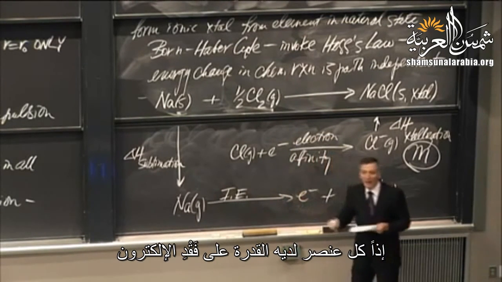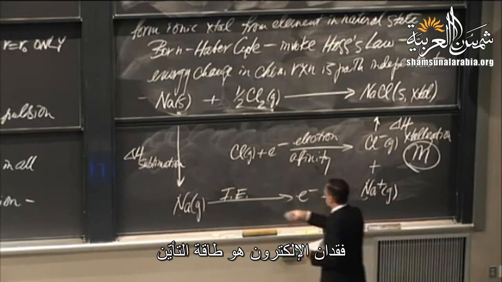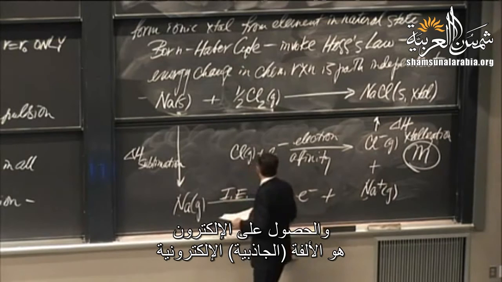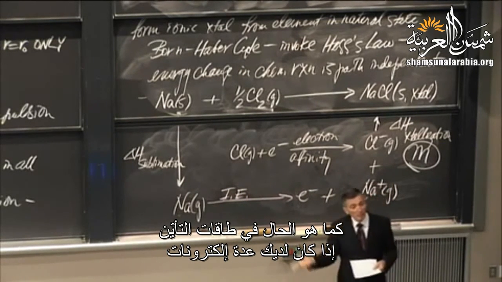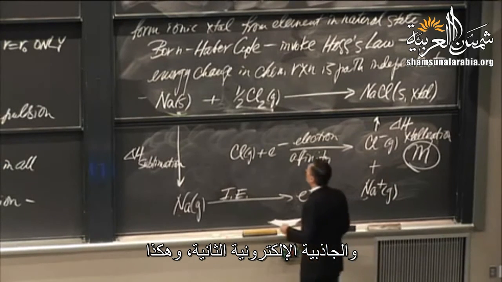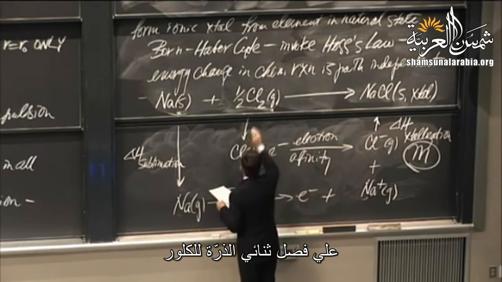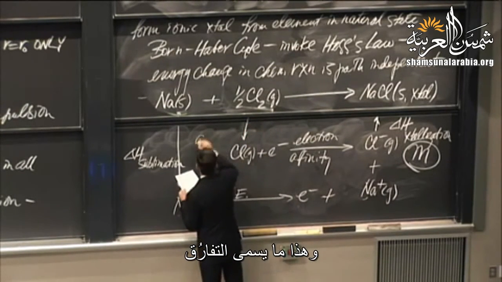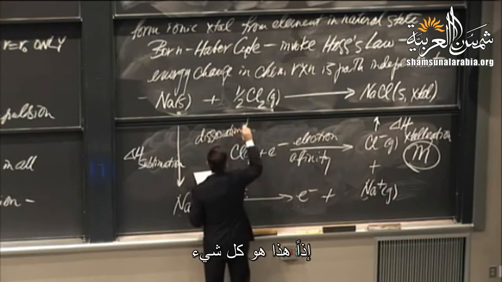So each element has the ability to lose an electron, it has the ability to gain an electron. Losing an electron is ionization energy, acquiring an electron is electron affinity. And just as with ionization energies, if you have multiple electrons, you have a first electron affinity, second electron affinity, and so on. And now how do I get to atomic chlorine? I've got to dissociate diatomic chlorine, so this is called dissociation. So that's the whole thing.